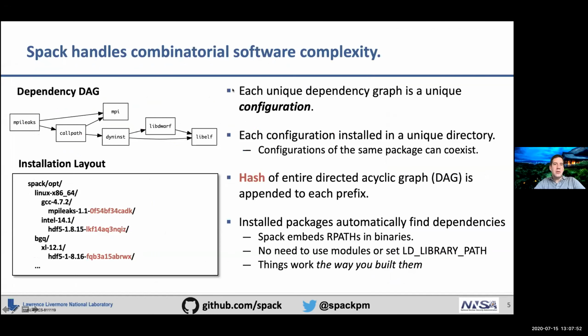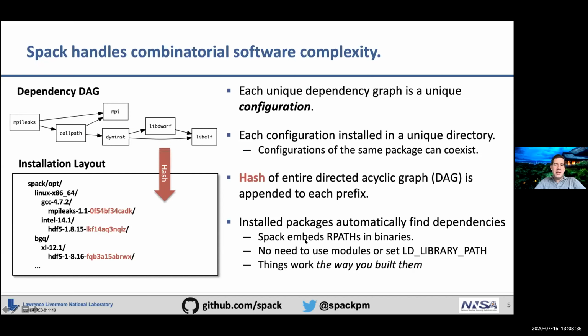Spack handles combinatorial complexity. So if you build a template like this, you may want to build lots of different versions of your package. Essentially in Spack, every unique graph, every configuration of the package is a unique configuration, which maps to a unique installation. So if your software looks like this, and this is MPI leaks, it depends on call path and MPI. Call path depends on the dynance library, which depends on libdwarf, which depends on libelf, and so on. Every different configuration of any of these packages means that MPI leaks will have a different installation. It's a Merkle DAG. Basically, we hash these things, and each one of these packages that we install gets a unique directory where we install those things.